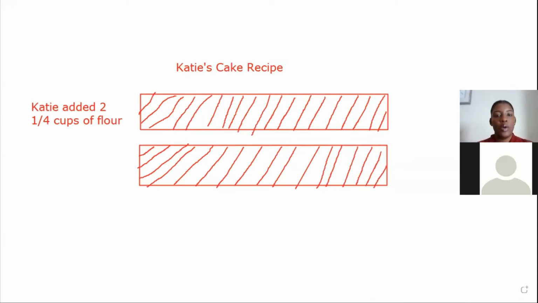So let's represent 1/4 now, but before we can represent 1/4, I'm going to put down the other information about the next time she added the flour, how much flour she added. So I can say Katie then added 1/3 cup of flour. So she added 1/3, and we know it's 2 1/4. First thing we're going to find is the LCM, which is the lowest common multiple.